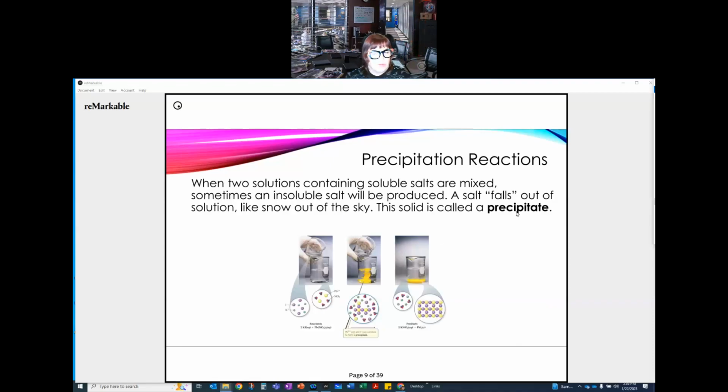So precipitation reactions happen when two solutions containing soluble salts are mixed. Sometimes an insoluble salt will be produced. Okay, that salt falls out of solution like snow out of the sky. That salt is called the precipitate. So if I were to react 2KI with Pb(NO3)2, I would end up with PbI2, which is an insoluble salt. Okay, so it falls out of solution, and that's that yellow substance that you see right there in this image. Okay, so that's what we're talking about in terms of making a precipitate.